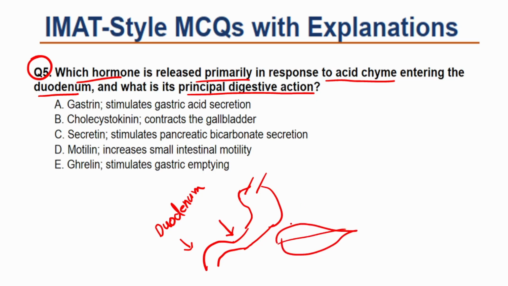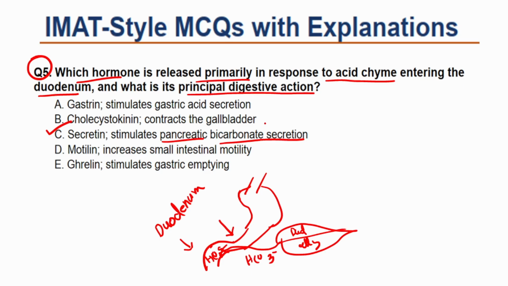This acidity is detected by specialized S cells in the duodenal mucosa, which immediately release a hormone into the circulation to stimulate the duct cells of the pancreas to discharge a massive volume of water rich in neutralizing bicarbonate ions. Therefore, the correct answer is C, secretin, and it stimulates pancreatic bicarbonate secretion.